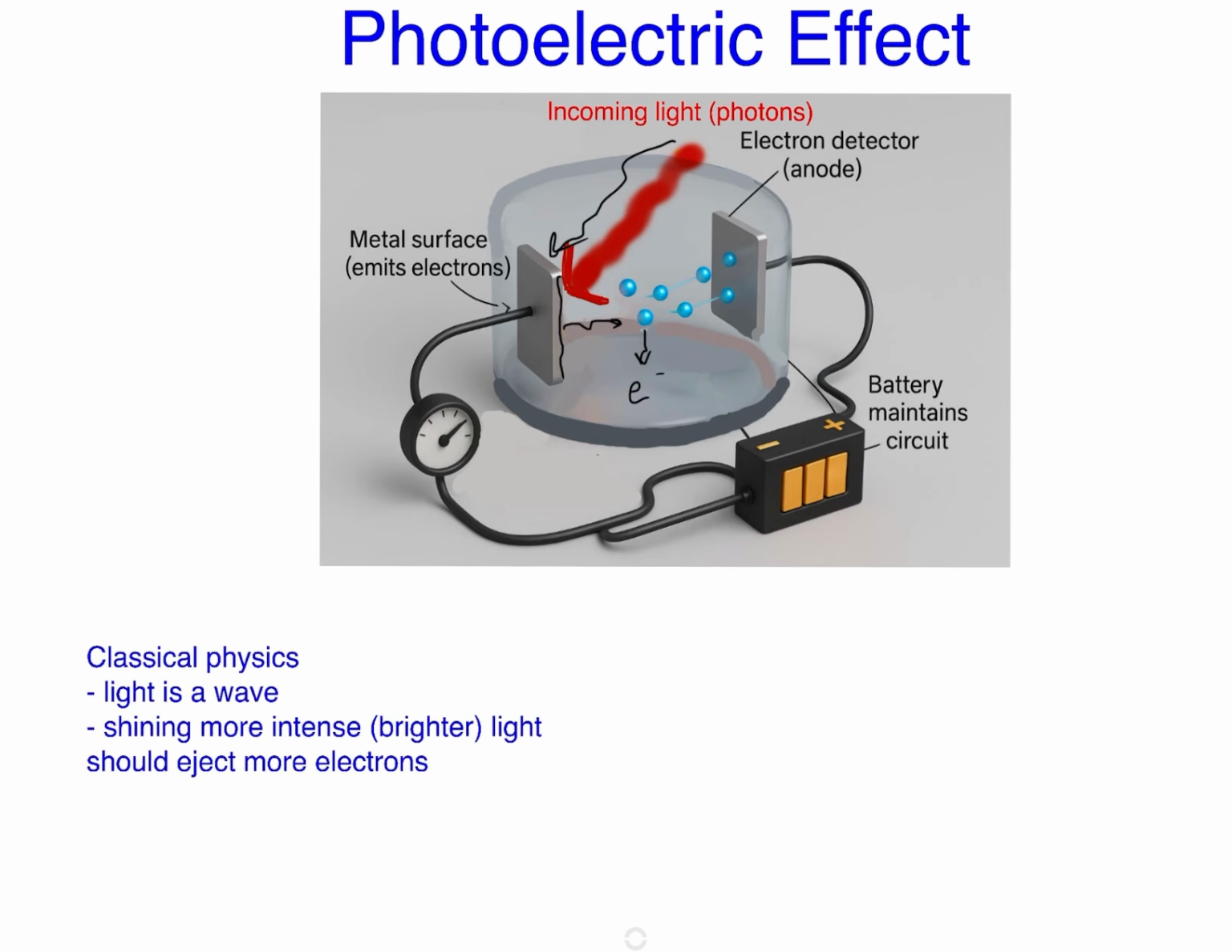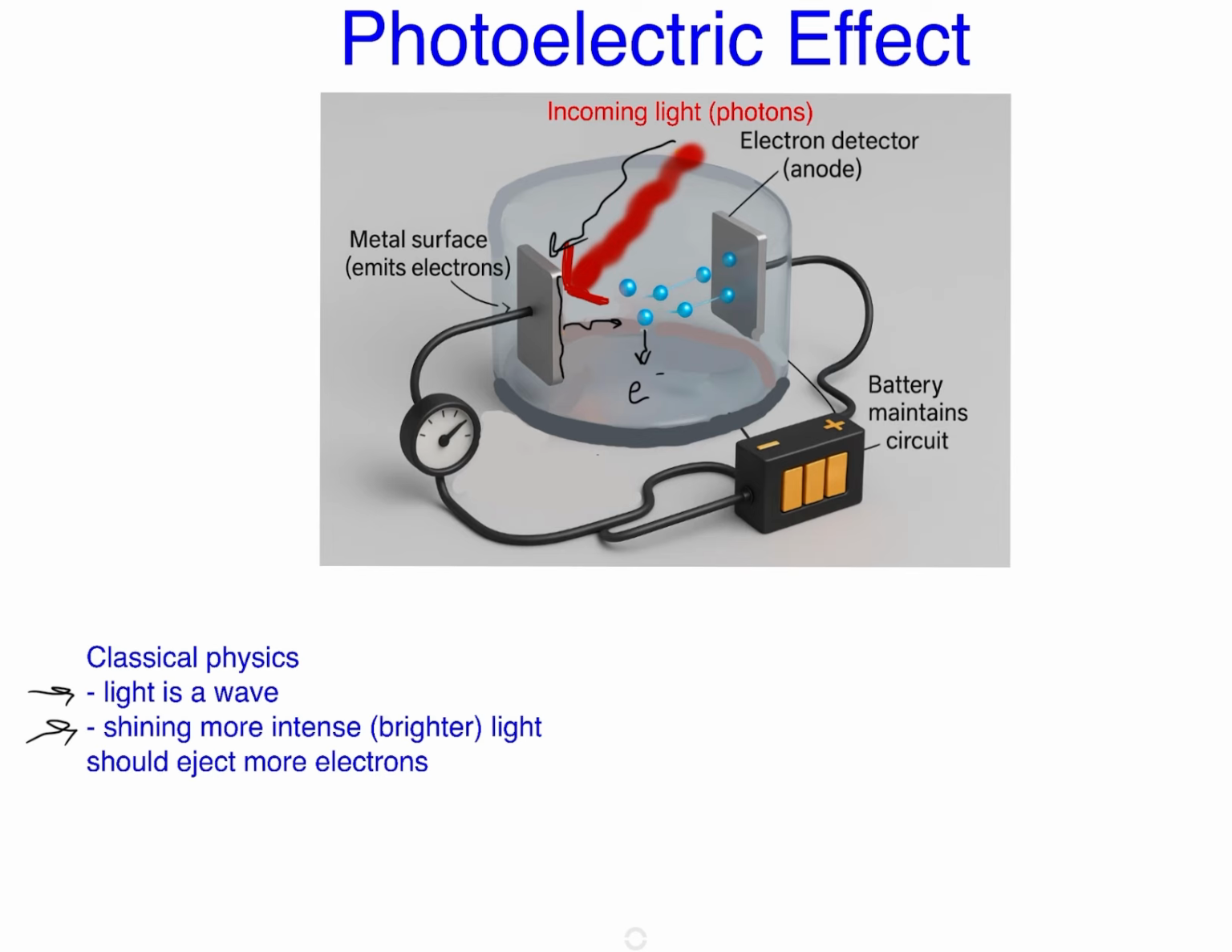According to classical physics, light is purely a wave. It says that the energy of light is spread smoothly over the wavefront, just like water waves deliver energy continuously to a shore. According to this view, shining a more intense or brighter light should deliver more energy to the metal surface. It shouldn't matter what the color or frequency of the incoming light is. It only depends on the intensity.